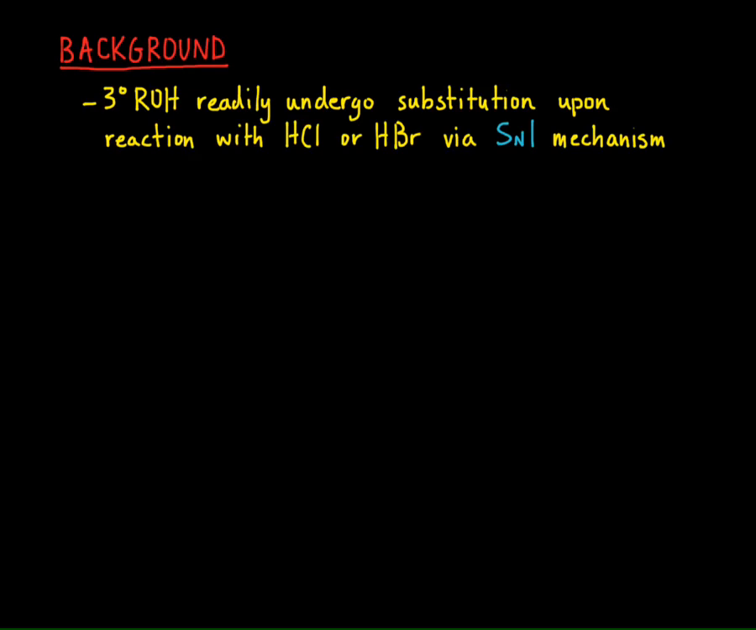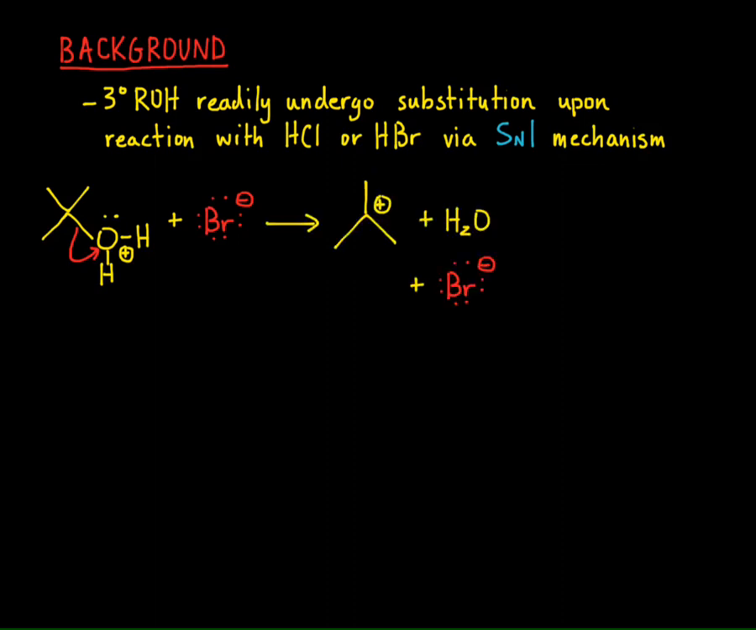It's discovered that tertiary alcohols rapidly undergo substitution via an SN1 mechanism. A classical example of this is the reaction of tert-butyl alcohol with hydrogen bromide, where upon protonation, the tert-butyl oxonium ion will dissociate to form water and the tert-butyl carbocation. The nucleophile, in this case a bromide ion, then rapidly attacks the carbocation, yielding the alkyl bromide.